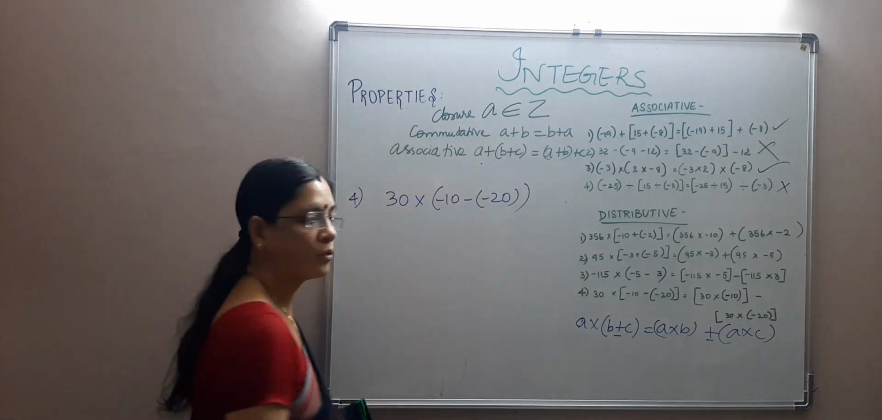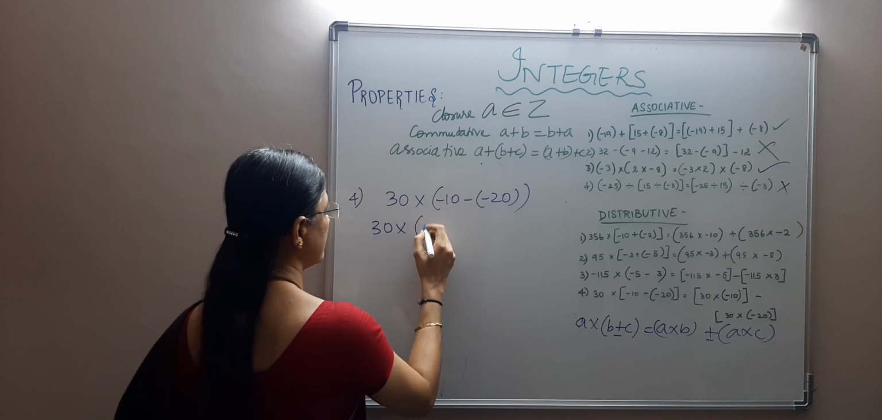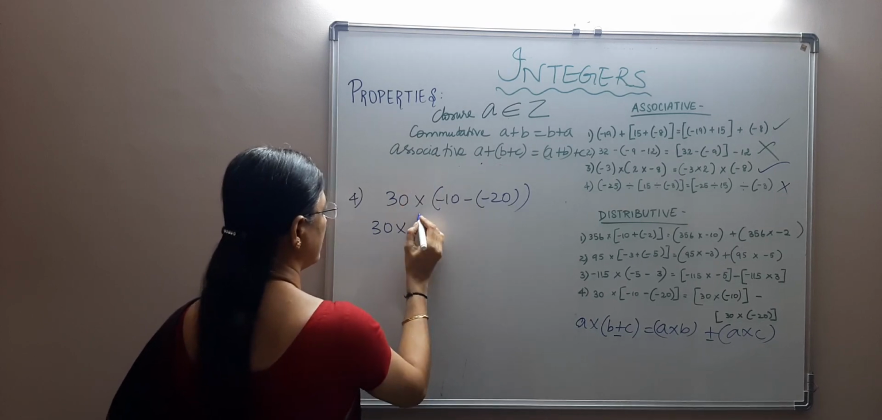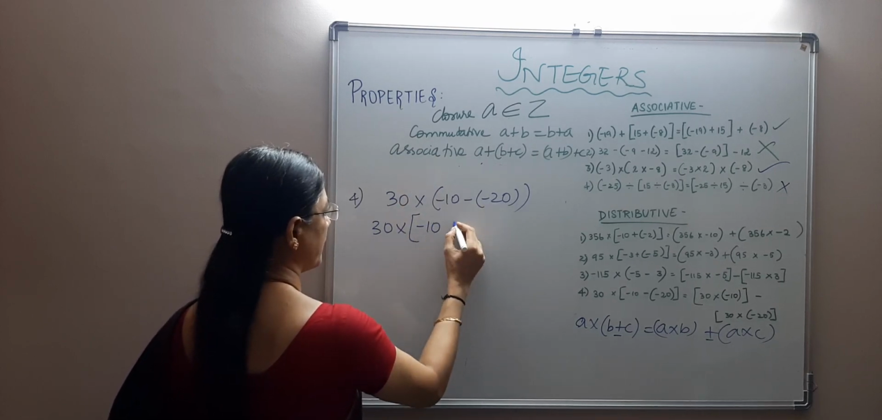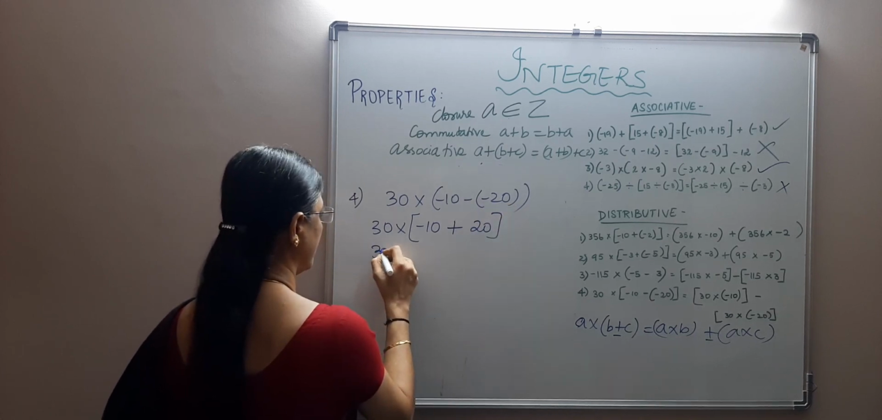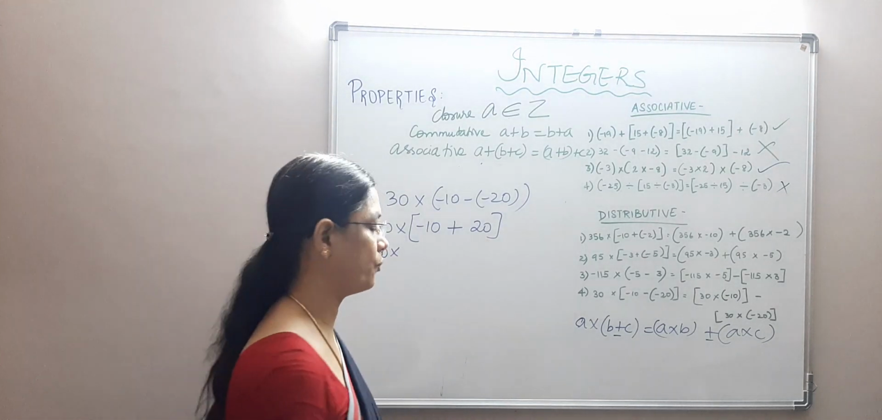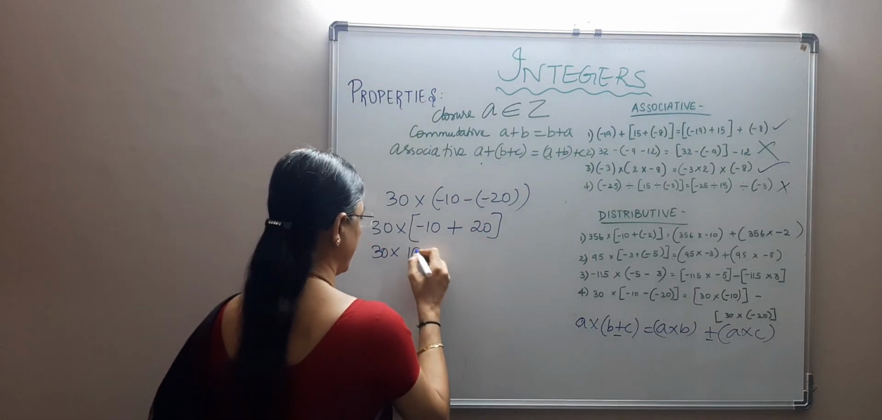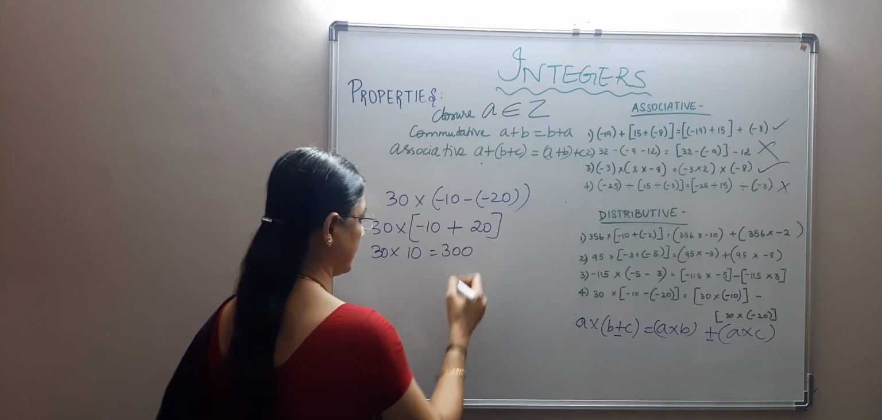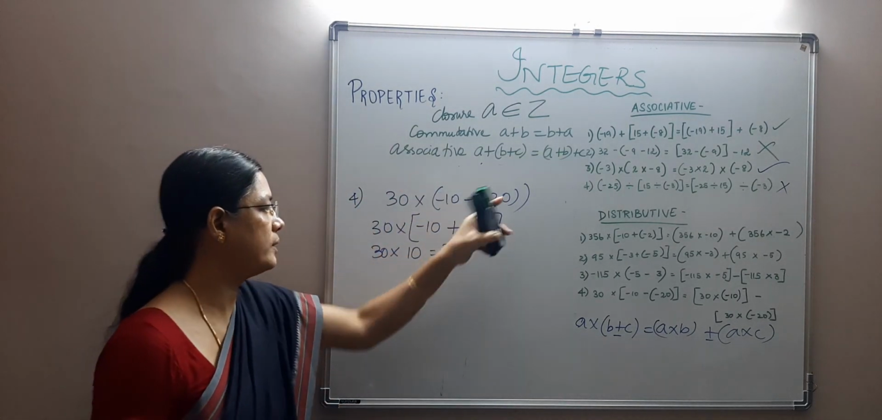30 into minus 10 minus of minus 20. This is the fourth sum. Let's see. 30 into minus 10, subtraction becomes addition, minus 20 becomes plus 20 now. Now 30 into minus 10 plus 20, both are of different signs, so we just subtract and put the greater number sign, so you have 300. So this is the LHS part, A into B minus C.